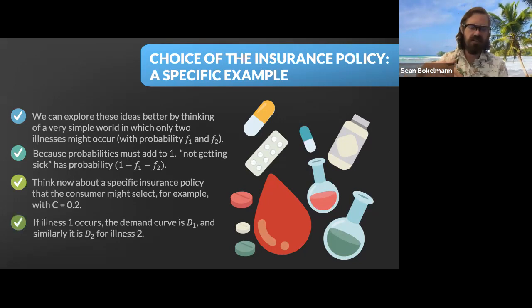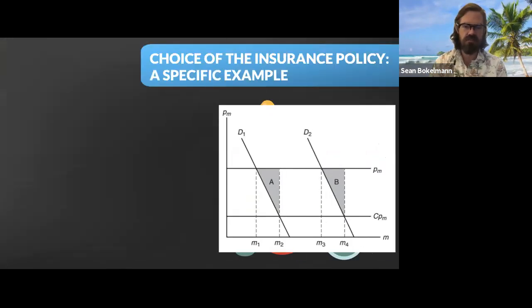Let's assume that the co-insurance rate is 20%. And we'll also assume that there are two different demand curves for the different illnesses, right? So if illness 1 occurs, the demand curve is D1, and if illness 2 occurs, the demand curve is D2. So here's the picture. We have two possible illnesses with different demand curves. We have the price of medical care, and then the price of medical care with co-insurance rate C, so this would be the effective price under the insurance.